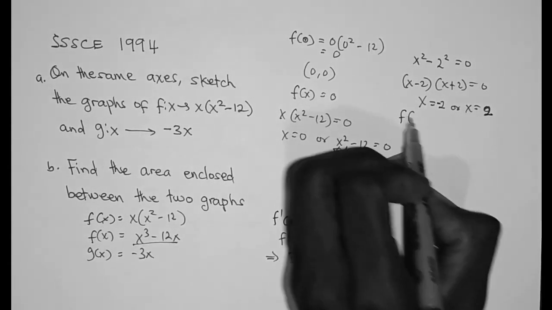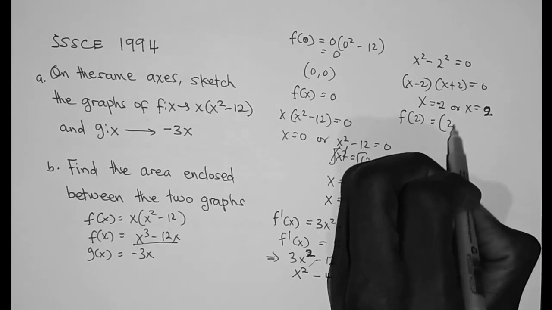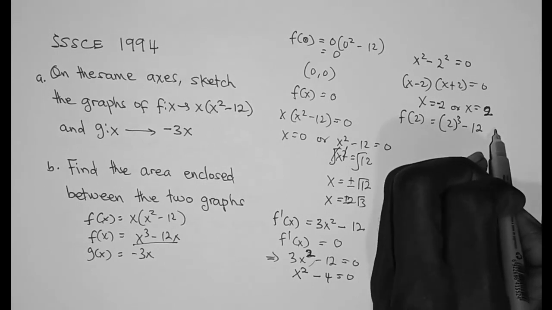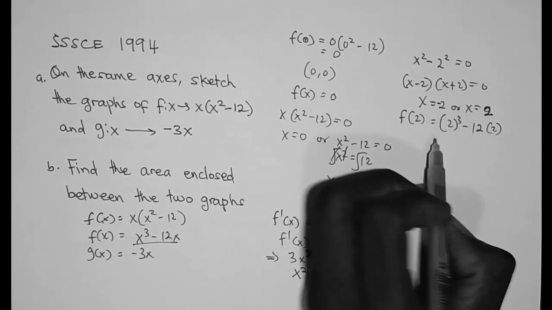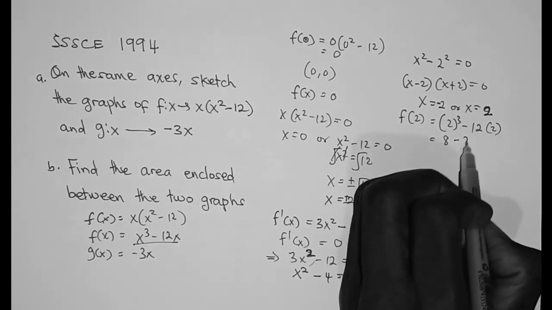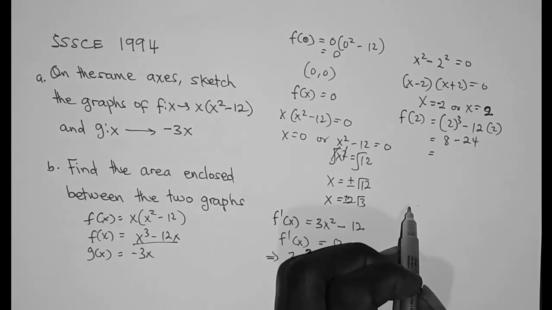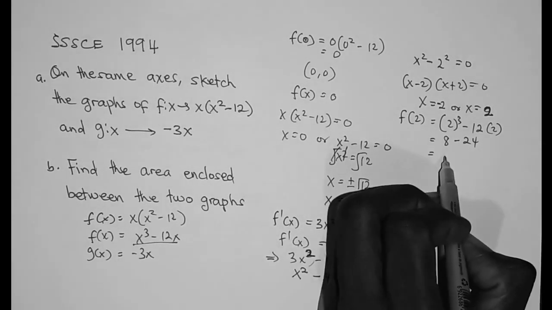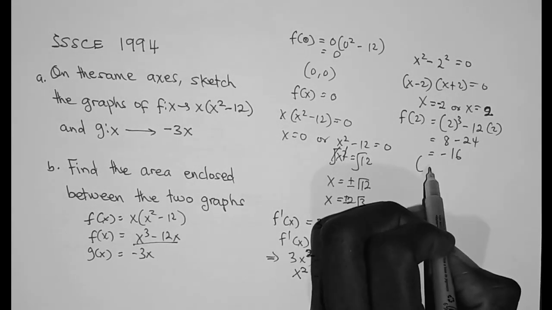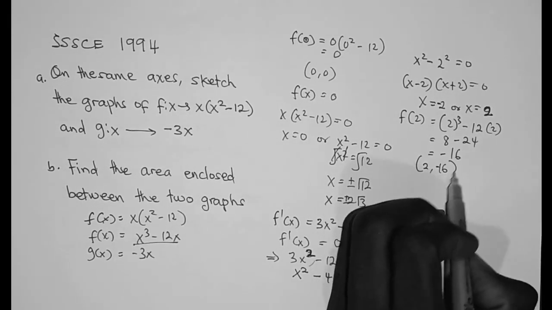So let's find f of 2. This is equal to 2 cubed minus 12 times 2. 2 cubed is 8, minus 12 times 2 is 24. 8 minus 24 is equal to minus 16. So we have the point (2, minus 16) as one of the turning points.